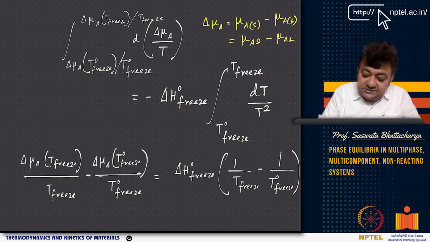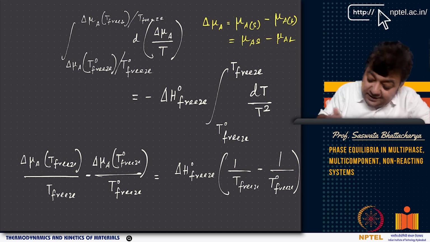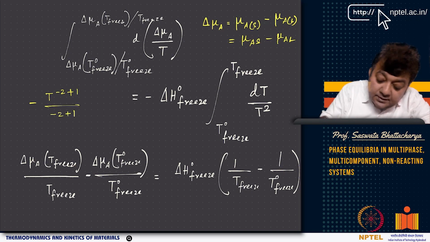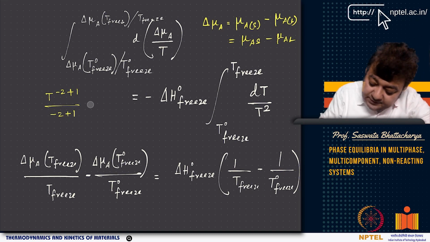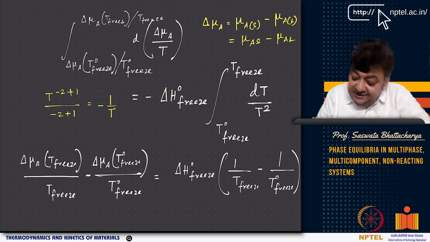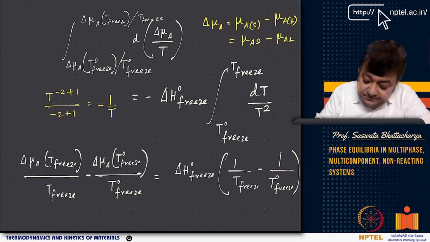dt by T square is minus, so dt by T square, if you look at that, is minus T minus 2 plus 1 by minus 2 plus 1, and there is no minus sign here. So basically this becomes equal to minus of 1 by T, and then you take the limit of that, and there is a minus sign here and a minus sign here, that becomes plus.